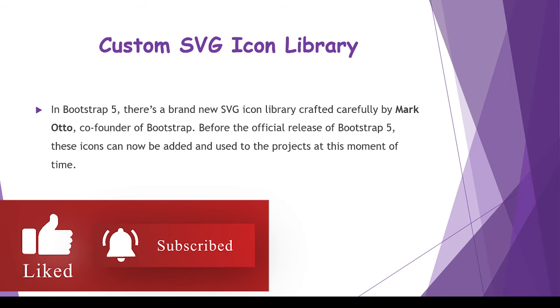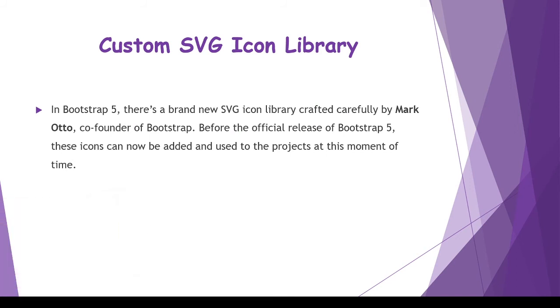My favorite part is the custom SVG icon library. In Bootstrap 3, there were icons. They were using icons in Bootstrap 3, but then they removed it, or I don't know what they have done with that. They scrapped it in Bootstrap 4, but again in Bootstrap 5, there is an icons library, and all the icons are going to be SVG icons.